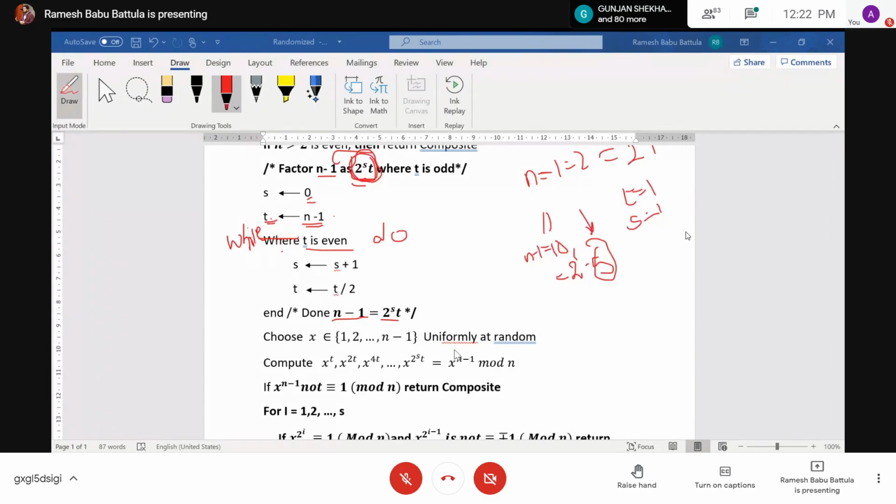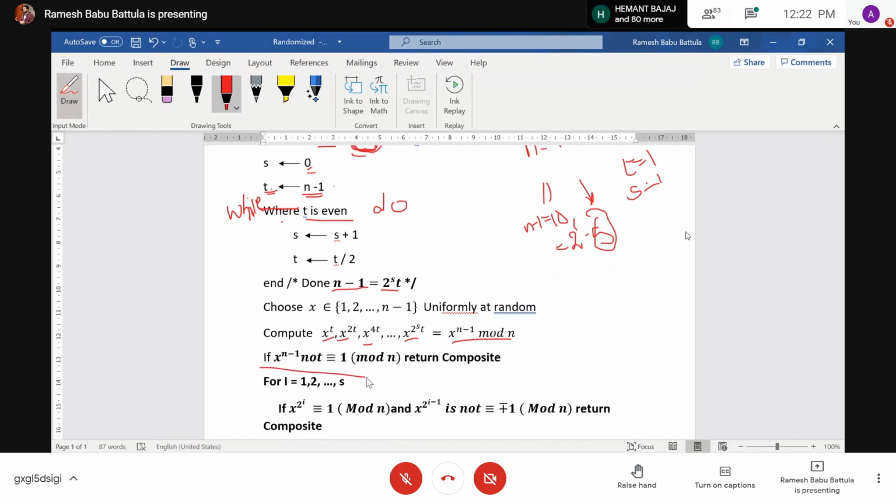Uniformly at random. Then you compute x to the power t, x to the power 2t, x to the power 4t, and so on, up to x to the power 2^s times t, which is going to be equal to x to the power n minus 1 mod n. So finally we need to find x to the power n minus 1 mod n. Why? Because we need to check the condition from Fermat's theorem.